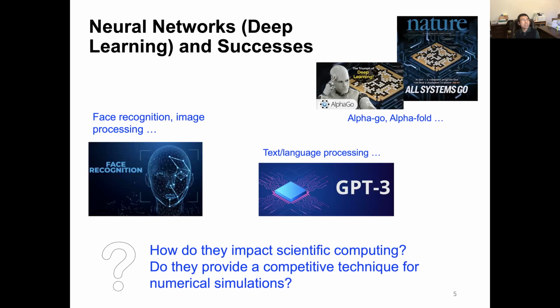So the neural networks, especially deep learning, has achieved great success in the past few years. So we all know the AlphaGo from several years ago, and more recently, the AlphaFold for protein folding, in image processing, text processing, etc. Now, I'm working on scientific computing. So I'm interested in the following questions. That is, how will these techniques impact scientific computing? And do these methods provide a competitive technique for numerical simulations? So those are the questions I'm very interested in.